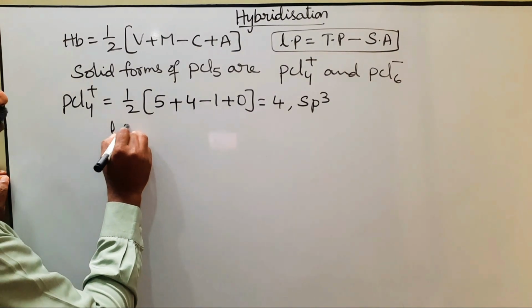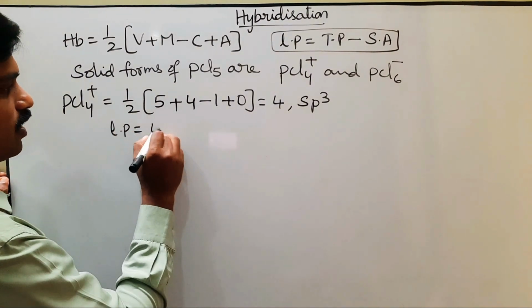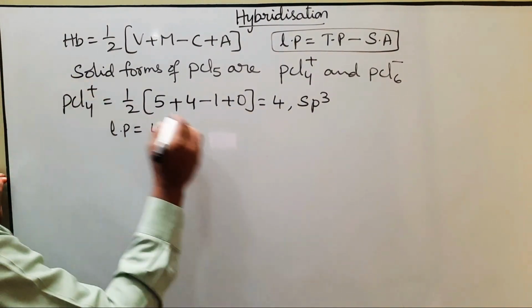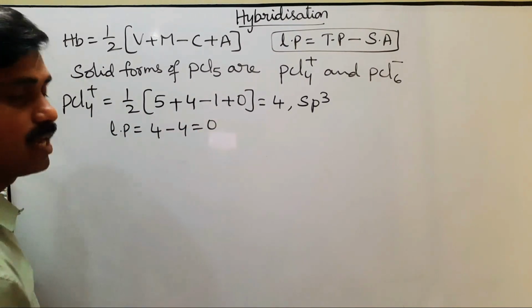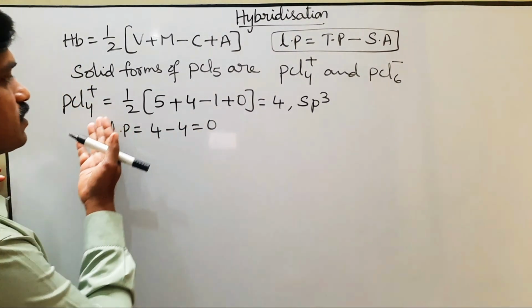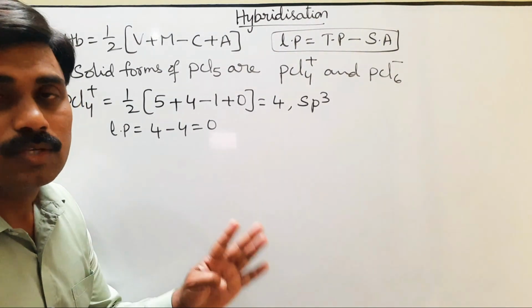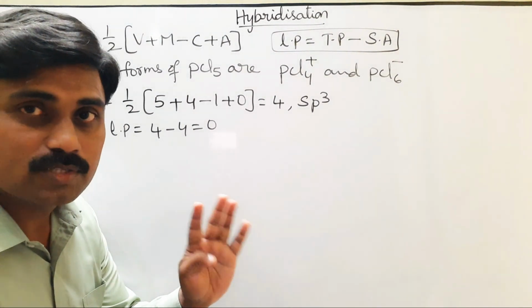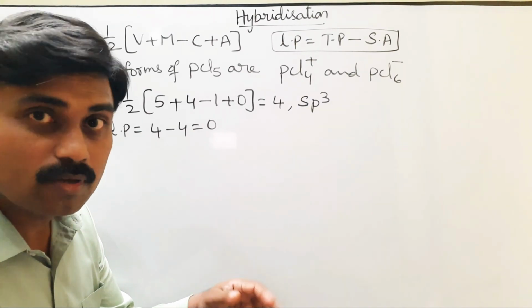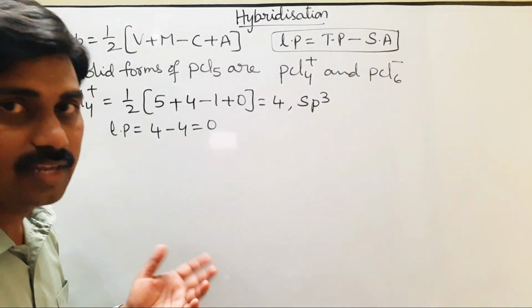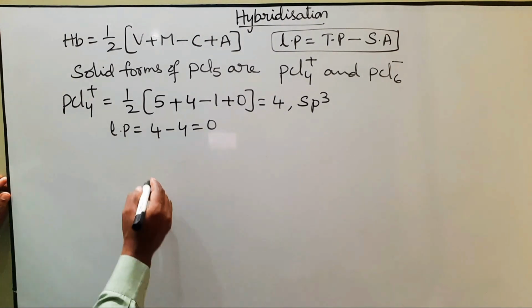Now lone pairs equal to total pairs, here obtained 4, minus surrounding atoms also 4. That's why 4 minus 4 is 0. So the PCl4 plus ion has no lone pair of electrons. That's why it is also a regular molecule. So the central atom of the molecule has 4 pairs. All the 4 pairs are bond pairs. So the shape of the molecule is tetrahedral and the bond angle is 109 degrees 28 minutes. So look at the structure of this molecule.